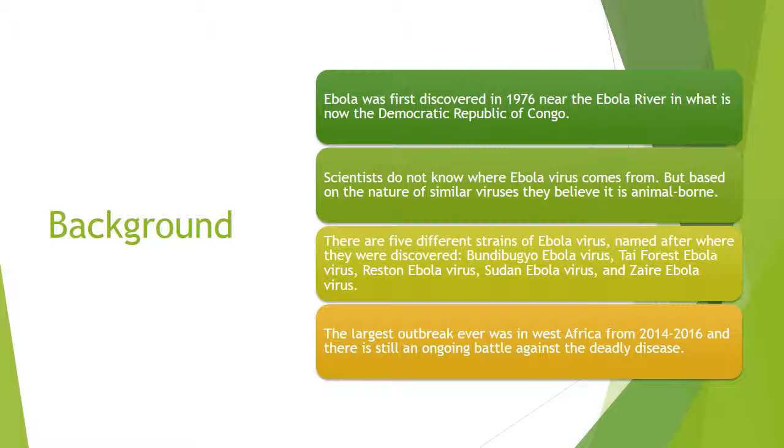The first of these was the Zaire Ebola virus, which was discovered in 1976. The Taï Forest Ebola virus was formerly known as the Ivory Coast Ebola virus. The largest multi-country outbreak that has happened to date happened between 2014 and 2016.